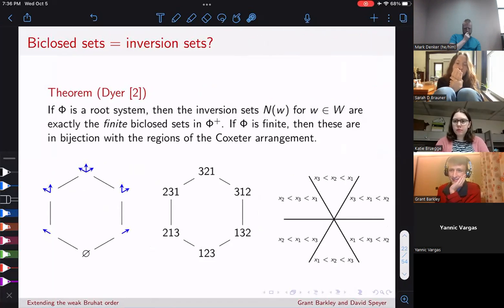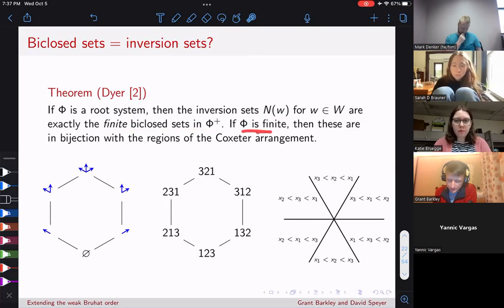Maybe not the way that you would have guessed it's phrased, but the theorem due to Matthew Dyer, and in the finite type case, a couple of other people as well, is that if phi is a root system, then the collection of inversion sets of all of the elements of your Coxeter group are exactly the finite biclosed sets of positive roots. So there's a bijection between finite biclosed sets and these inversion sets, and it preserves containment.